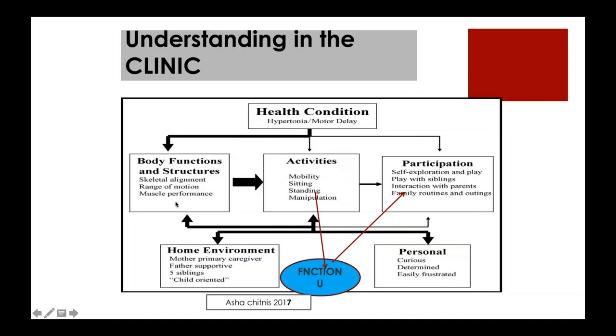Body structures are all the problems or the impairments that you see. It could be a decreased range of motion. It could be spasticity. It could be strength of your muscle. Anything that happens at the physiological level is where these are your impairments. Because you have this, what gets affected? It affects mobility, like sitting, standing. It affects your hands, so manipulation, in-hand manipulation.